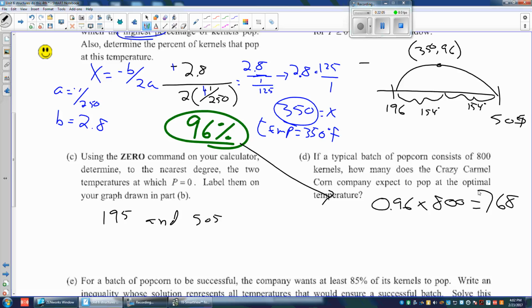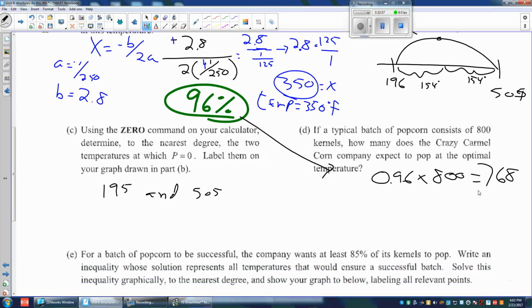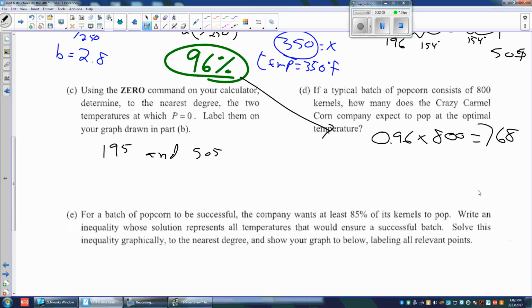768. Okay, for a batch of popcorn to be successful, a company has to want at least 85% of its kernels to pop. Write an inequality for a solution that represents a temperature that would ensure the success of the batch. Solve this inequality graphically to the nearest degree. Show your graph below, labeling all relevant points.